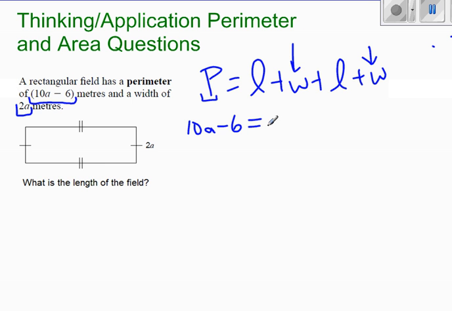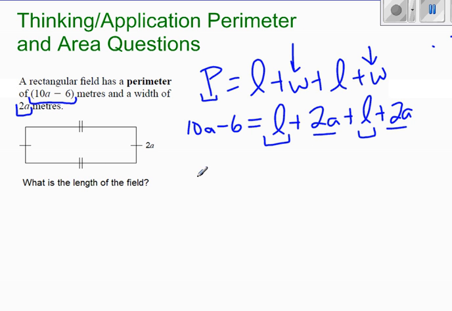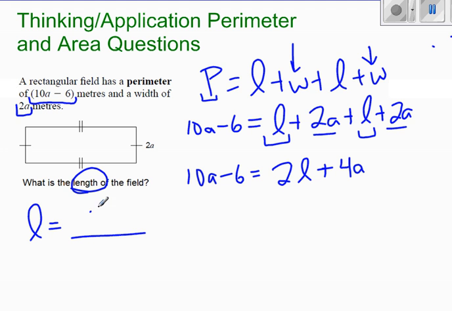So perimeter is 10a minus 6. Still don't know length. Width is 2a. So I have a polynomial over here, and I have the beginnings of a more familiar polynomial over here. So let's do some math that we are used to doing with polynomials. Let's collect some like terms. On the left, I'm still going to have 10a minus 6, but on the right, I'll have 2l plus 4a. If I'm trying to find the length, then I want to be able to say length equals something.